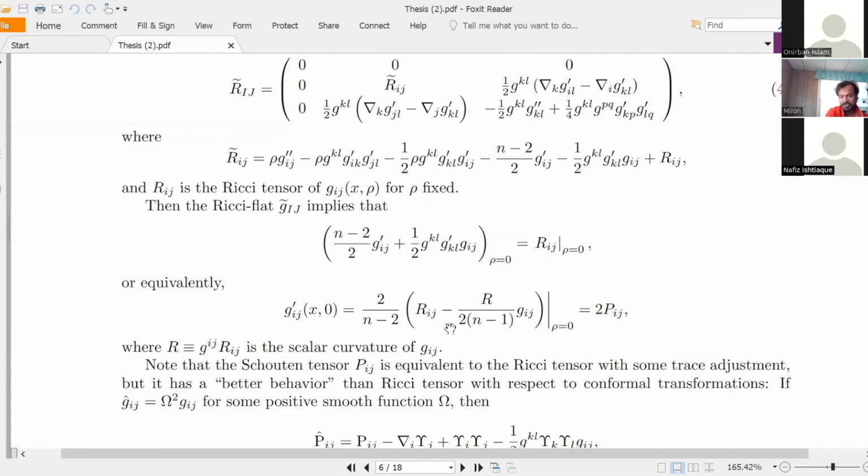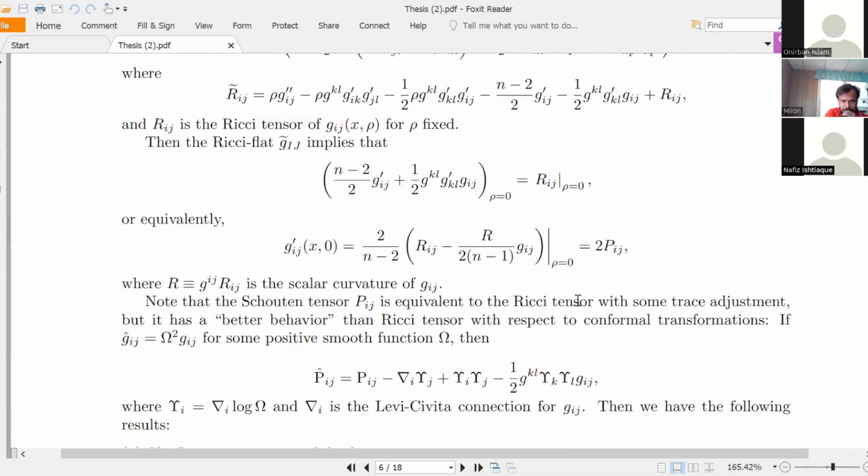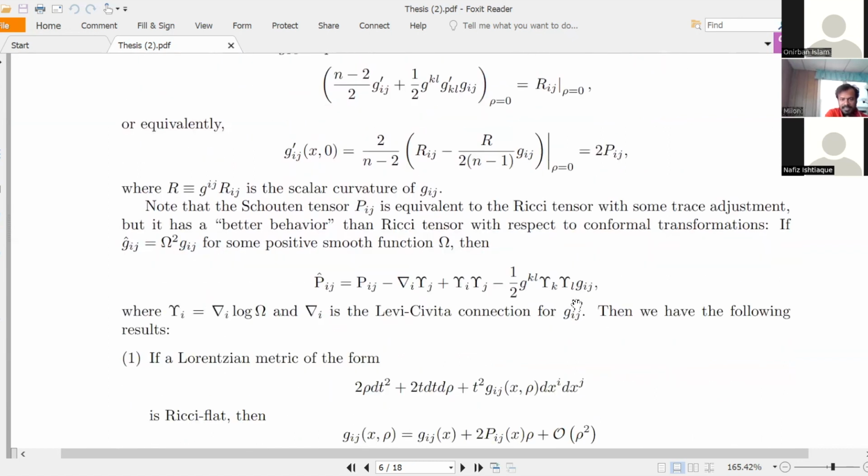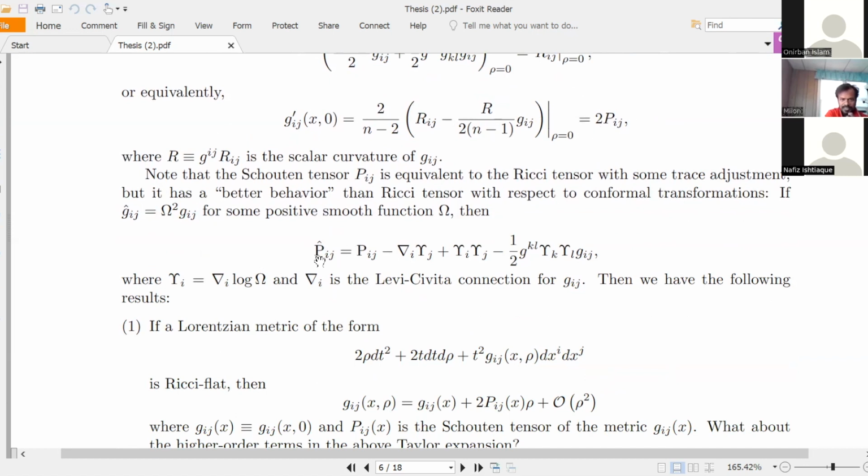this guy is your Schouten tensor. The Schouten tensor is one of the basic elements in conformal geometry, because it has nice conformal behavior. So what I'm saying is, in this ambient metric construction, there is some hidden conformal geometry, because all of a sudden you have this Schouten tensor. I said a couple of times the Schouten tensor has better conformal behavior. This is exactly what I mean. Sorry for my weird writing. The Schouten tensor with respect to the new metric equals the old Schouten tensor plus some other junk.